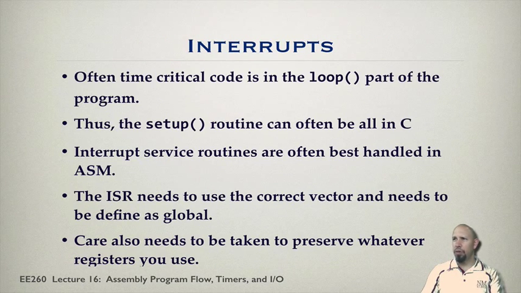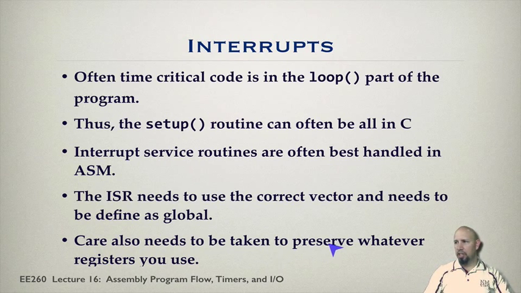All right. With interrupts, similarly, we have the same situation. Remember, often time-critical code is in the loop part of the program, and so the setup routine can often be all in C. Interrupt service routines are often best handled in assembly, because they need to be short and sweet. They need to be fast, and the interrupt service routine also needs to use the correct vector, and the vector needs to be defined as a global. So this is important. These are some aspects of setting up interrupts in assembly.